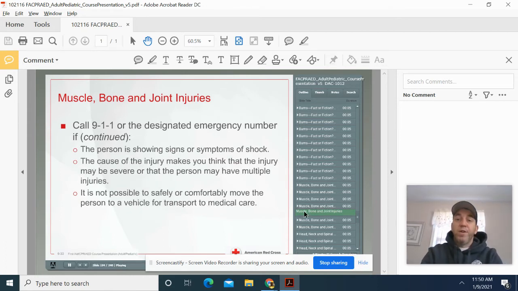Also, if the person's going into shock, we want to call 911, because sometimes bone breaks lead to internal bleeding, or blunt trauma leads to a bone break and leads to internal bleeding, and the person could be going into shock. And again, the mechanism of injury leads us to believe there's going to be multiple issues with this person. Okay.